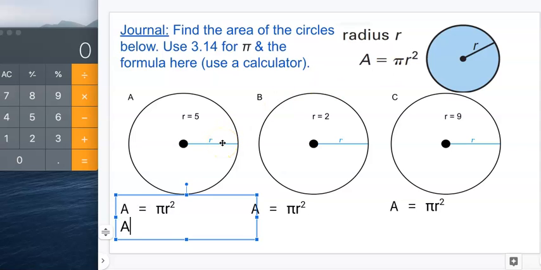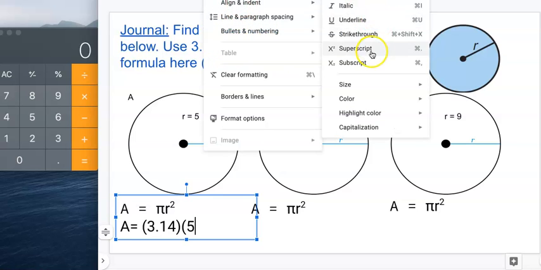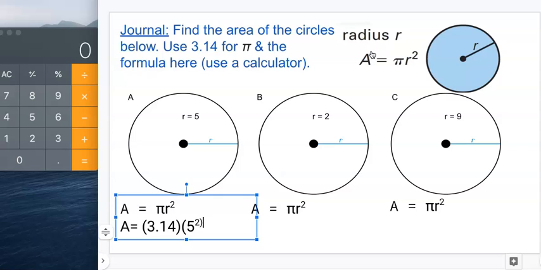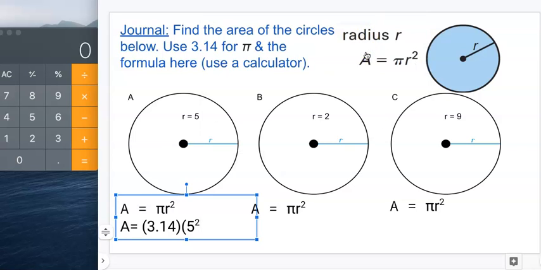So in each of these, first we have our equation, and then we're going to plug in the numbers. So we have pi, which is 3.14. And then we have the radius, which is 5, right? The radius is 5. And we're actually going to square the radius, okay? So when we square it, that means we're multiplying it by itself. So 5 squared equals 5 times 5.